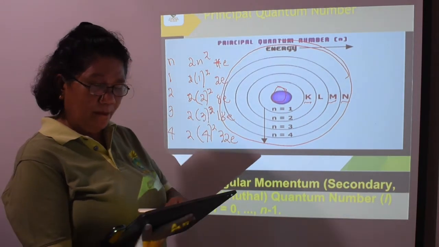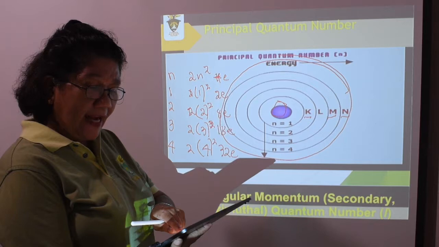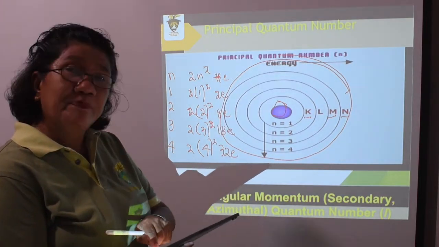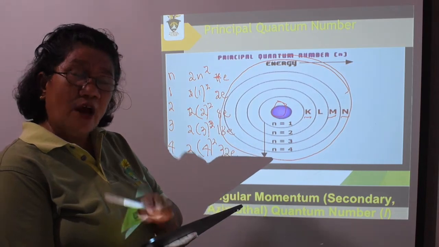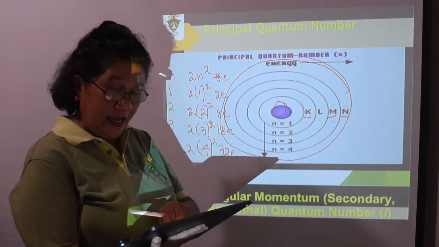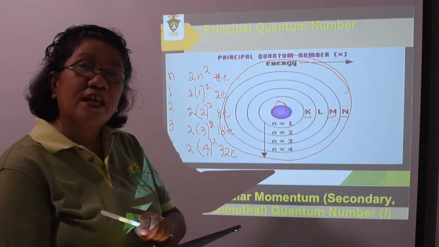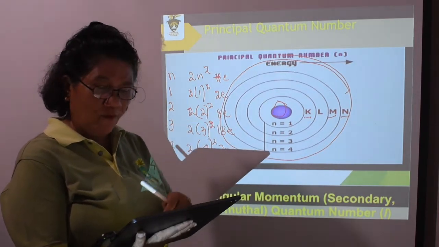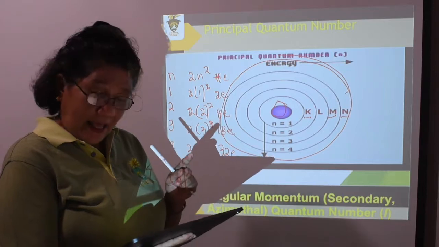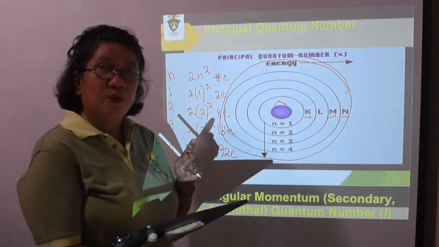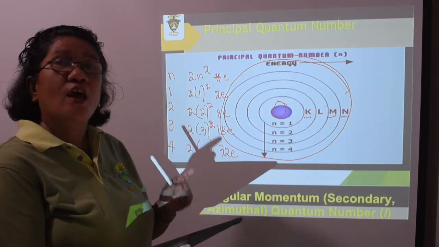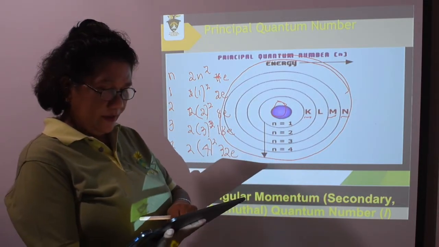And always remember, when n is equal to 1, this is the ground state. When n is equal to 2, your electrons are already in the excited state, and so on. So n equals 1 has a lesser energy compared with n equals 2, and n equals 2 has a lesser energy compared with n equals 3, and so on.